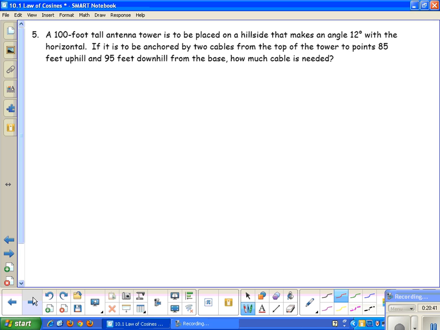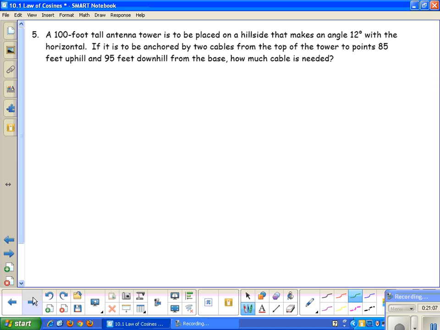So for this next problem here, we have a 100-foot tall antenna tower is to be placed on a hillside that makes an angle of 12 degrees with the horizontal. If it is to be anchored by 2 cables from the top of the tower to points 85 feet uphill and 95 feet downhill from the base, how much cable is needed? So see if you can pause the video and draw a picture of this, and then unpause it and we'll look at it together. So I'm going to start.